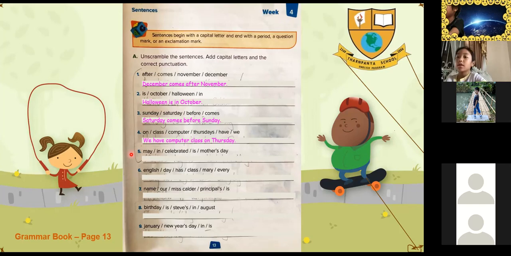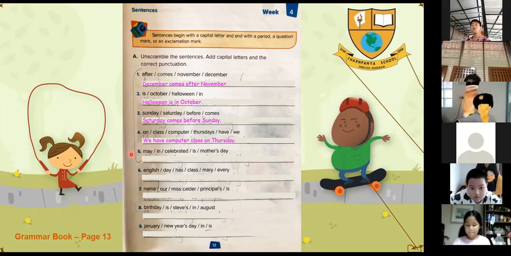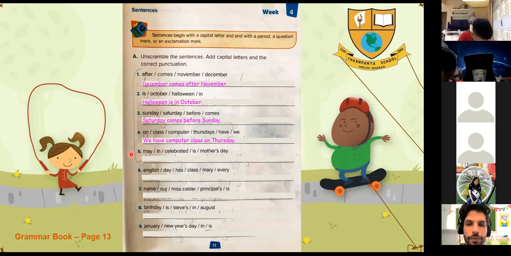May in celebrated is Mother's Day. How do we write the sentence in the right order? Mother's Day is celebrated in May. Okay, perfect. As you can see here in the book, they use a different month for Mother's Day. Like we said before, in some parts of the world, the holiday dates change. But here we celebrate it in August.